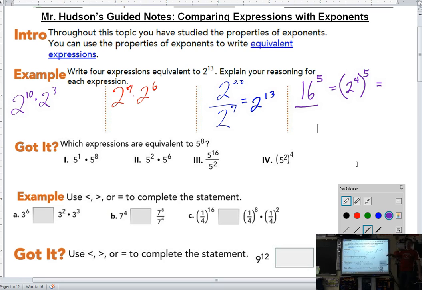This now becomes 2 to the 20th, because 2 to the 4th to the 5th, remember power to a power? This is 2 times 2 times 2 times 2, 5 times. So then my denominator still needs to be 2 to the 7th, just like we had over here. So I could either just write 2 to the 7th, or I could put in what 2 to the 7th is.